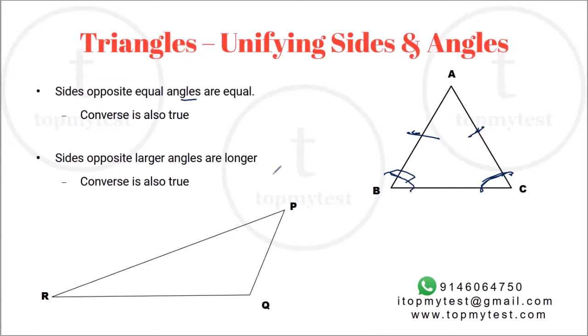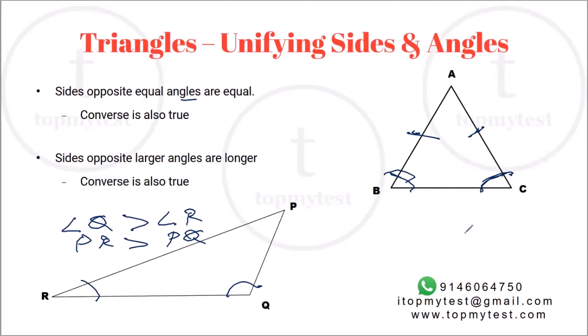A corollary to this relation is that sides opposite larger angles are longer. So if a triangle is there where you can prove that angle Q is bigger than angle R, then the side opposite angle Q, which is PR, will definitely be greater than the side opposite angle R, which is PQ. Right? The converse is also true. If you can prove PR is bigger than PQ, then the angle opposite them will also be larger. Right? This is the first one which unifies sides and angles.